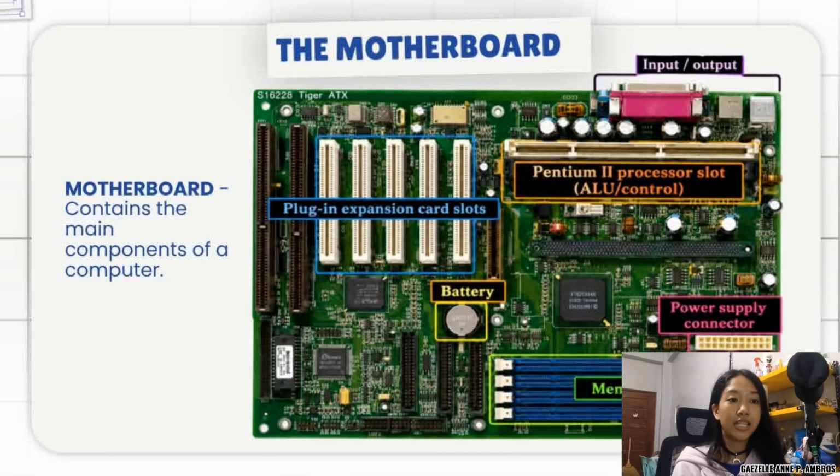And now, as you can see here in the presentation with the model of the motherboard, we have the input-output and the ALU. We've already talked about this earlier. We also have the power supply connector, which powers internal components. We also have the memory, the battery, and the plug-in expansion card slots, which, if you want more features or better performance, you can just slot cards in there to get those features and that better performance.